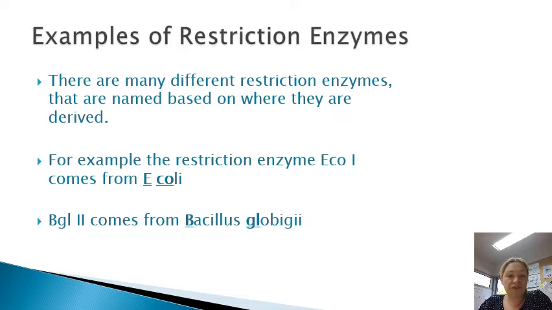Just for your reference too, there are many different restriction enzymes and their name is based on where they've been derived from. For example, one that we're going to see lots in examples and questions is EcoRI. Okay, so Eco comes from the E. coli bacteria. So they just take the E and the first 2 letters of the second word. Just for your reference, these restriction enzymes are often extracted from bacteria.